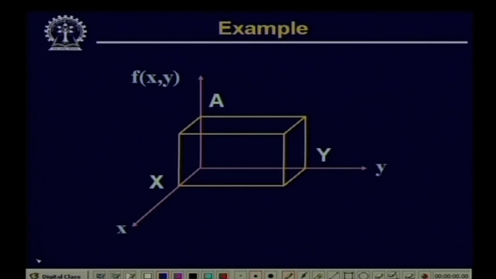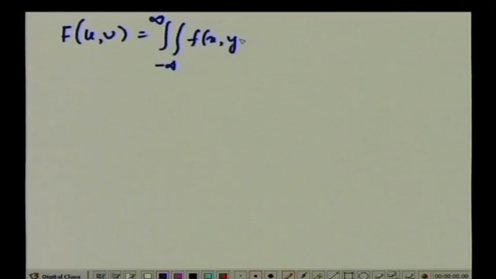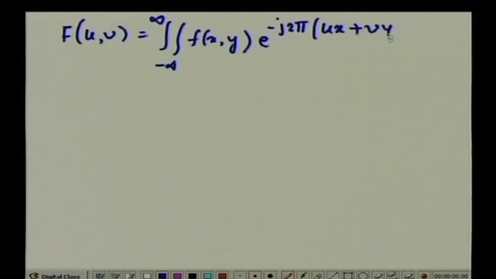So, to compute the Fourier transformation, we follow the same expression. We have said that F(u,v) is nothing but the double integration from minus infinity to infinity of f(x,y) e to the power minus j 2 pi (ux + vy) dx dy.